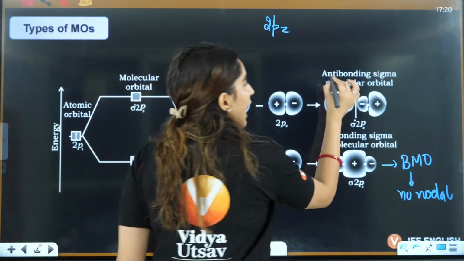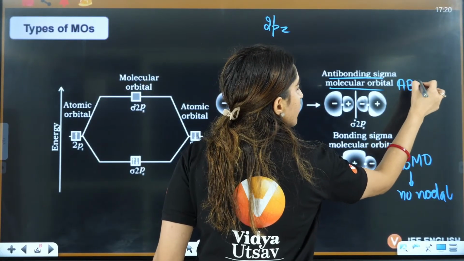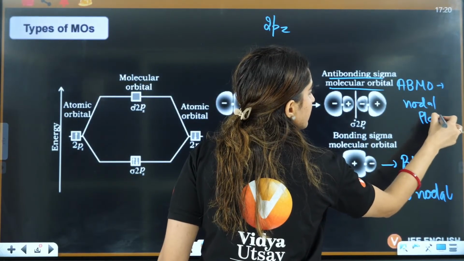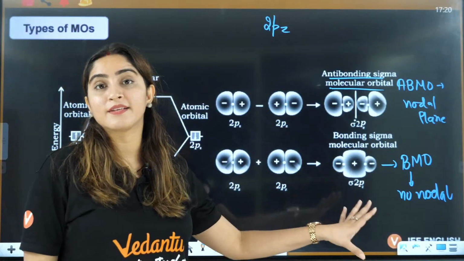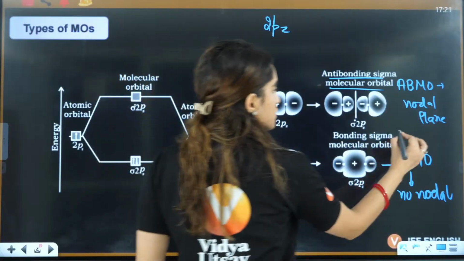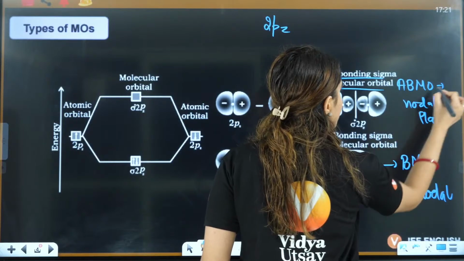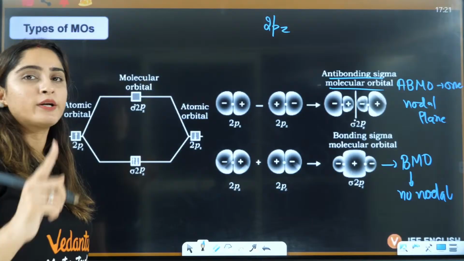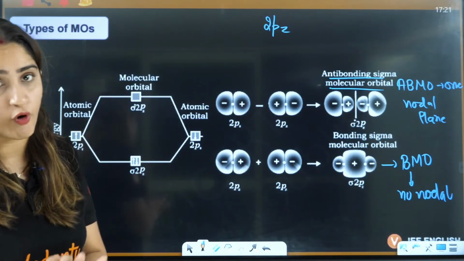But if you talk about the anti-bonding molecular orbital, then definitely a nodal plane is present. As you can see, one nodal plane is present. You can also write it here: how many nodal planes are present? One nodal plane is present in the anti-bonding 2pz orbital. This question can be asked to you in theory form, right?